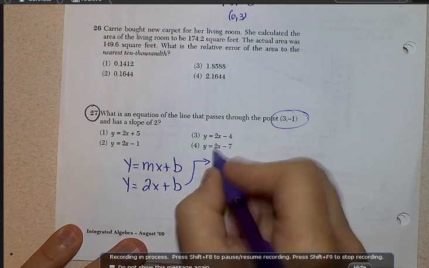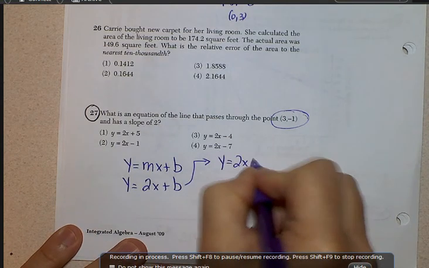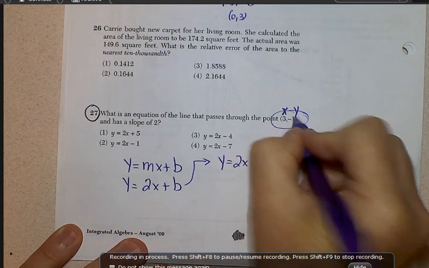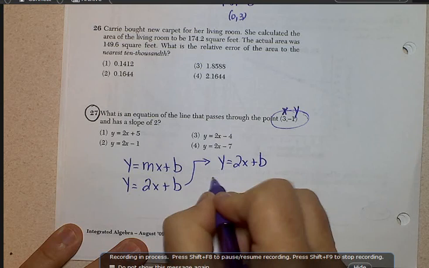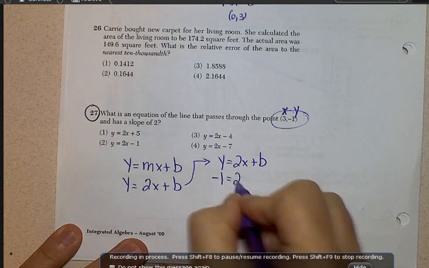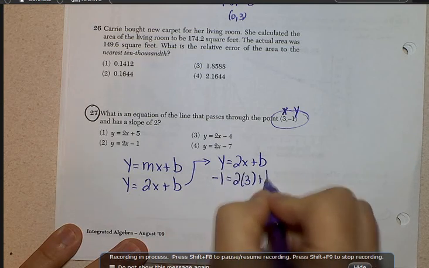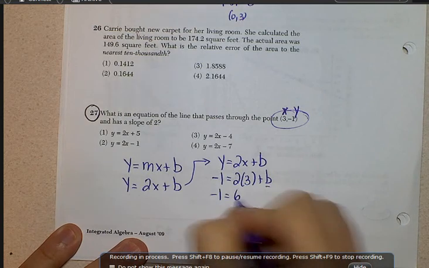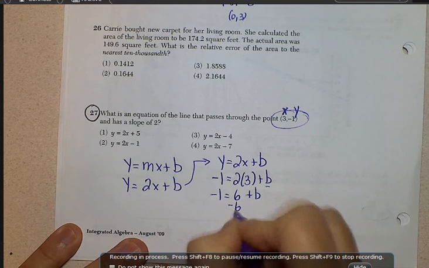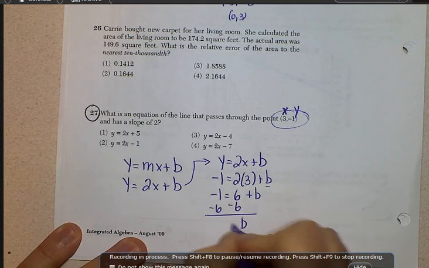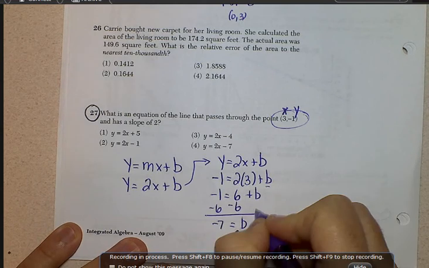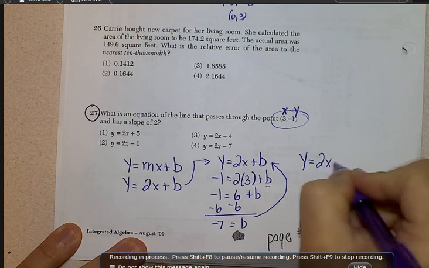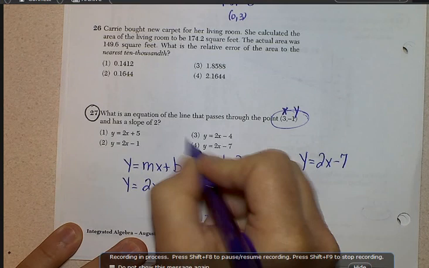So y is equal to 2x + b. This is my x, and this is my y. So I'm going to plug that in. My y is -1, which has to equal 2 times 3 plus b. So now you can see I can solve for b. So -1 is equal to 6 + b. Subtracting 6 from both sides, I get b is equal to -7. So if I take that -7 and plug it in here, I get y = 2x - 7. And that's going to be choice 4.